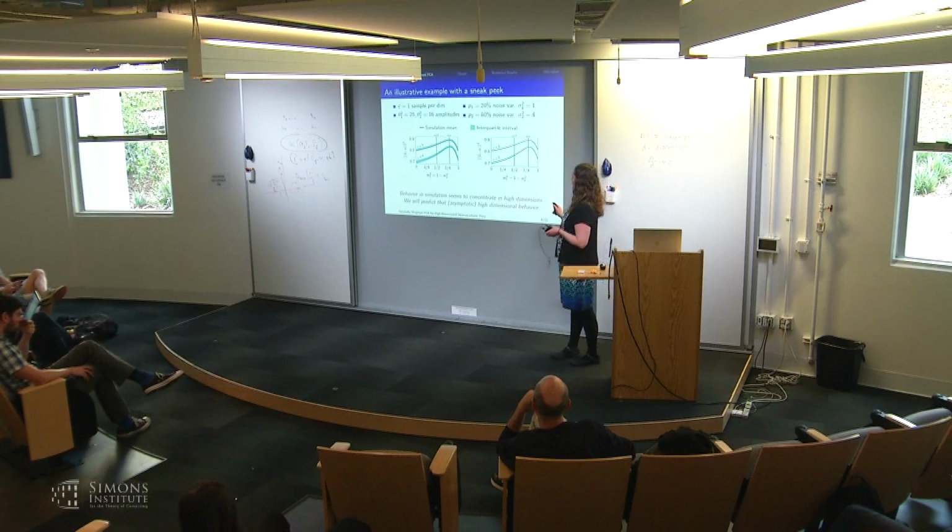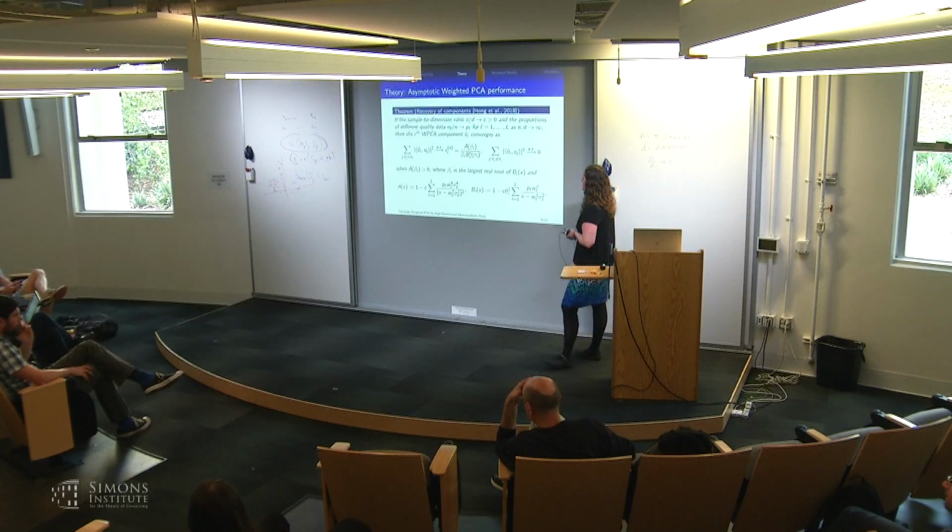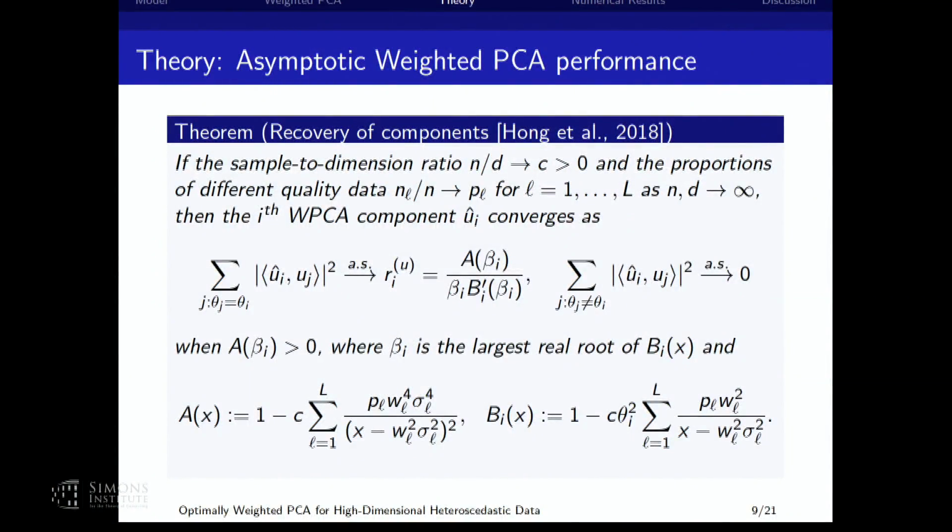Now that we have this understanding of what I'm going to do, I'll start with the first theorem. This is a theorem for recovery of the principal components. Here's the term that I'm interested in. We're going to let the sample to dimension ratio go to C as n and d go to infinity, and these proportions of data go to some proportions p sub l. Then we see that the ith principal component converges.